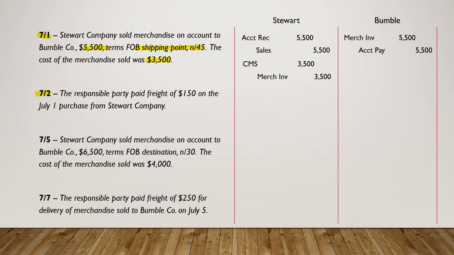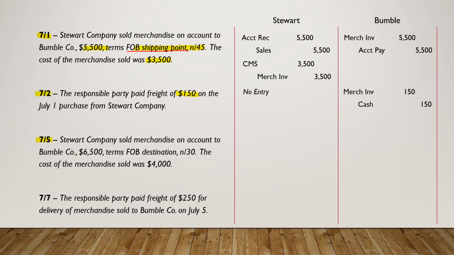July 2nd. The responsible party paid freight of $150 on the July 1st purchase from Stewart Company. The terms were FOB shipping point. This means that the buyer, Bumble, is responsible for covering shipping and handling. Since Bumble is paying the amount, Stewart records nothing, and Bumble debits this payment into merchandise inventory and credits cash for what it paid the delivery company.